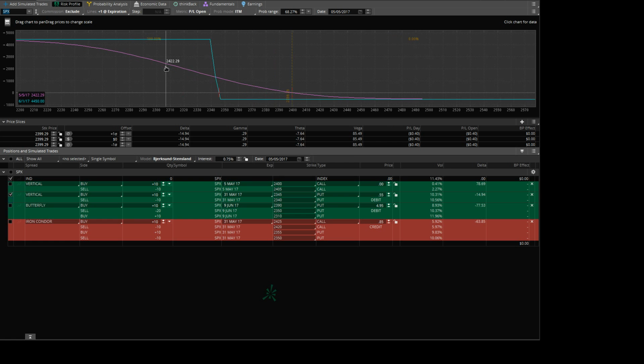Thinkorswim does a decent job of modeling the position. If you guys don't use this tool, it's free, or you can open an account with them, and you don't have to have lots of money there. I always keep like $100 in this account just to use Thinkorswim.